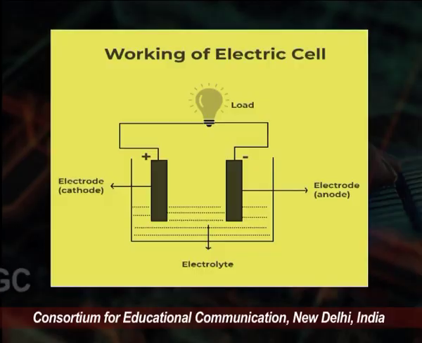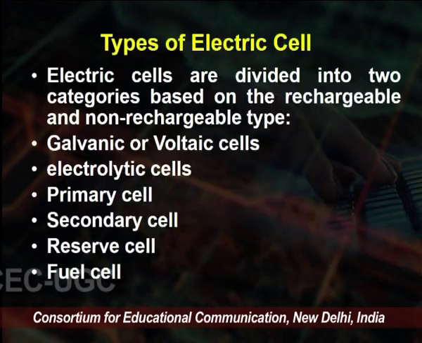You can see here in the diagram, it is very easy to understand. Here we have two electrodes, the cathode and the anode, and in between they are dipped into the electrolyte, and you see there is a load. Whenever there is a flow of electrons, you can see electricity is generated because of the reaction.